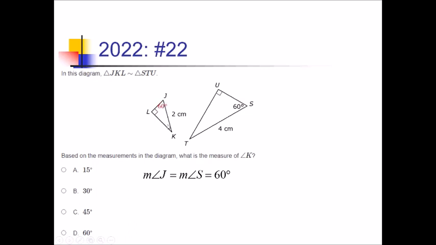And now to get K, I just have to add 90 and 60 and subtract that from 180, and that'll get me my K value. 90 plus 60 is 150. That leaves 30 degrees left over for angle K, which is choice B.